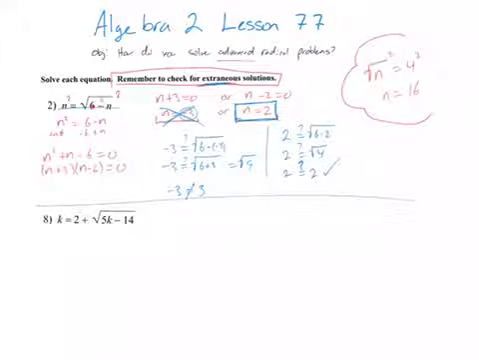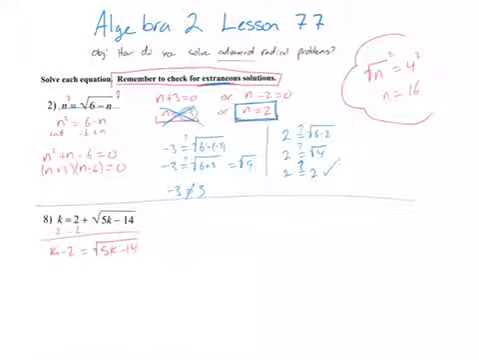Number 8 is pretty similar to number 2, except notice it has this extra letter here. This one just has a radical equals a variable, and I think you have 4 or 6 of them like that. This one, notice it's a variable equals a number plus a radical. So the first thing we want to do is try to get that radical completely by itself. So I'm going to need to subtract 2 from both sides. So I'm going to have k minus 2 is equal to the square root of 5k minus 14.